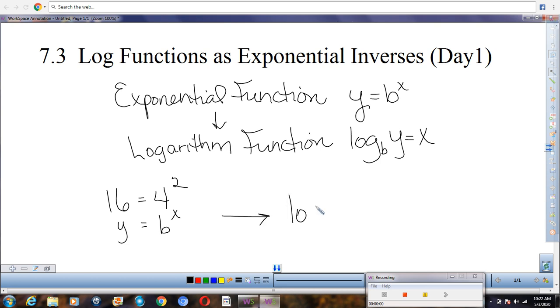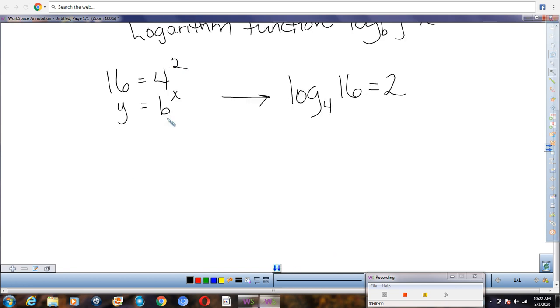So if we have a log, the base to our exponent is 4, so we have a little 4 at the base of our log. This whole thing equals 16, so that comes next. And this equals its exponent, in this case, 2. We can also write that with maybe the base and exponent on the left-hand side.